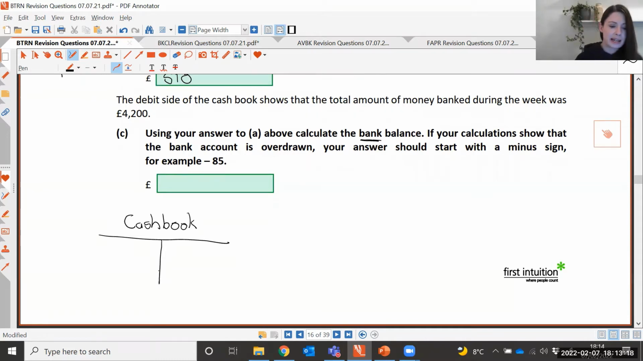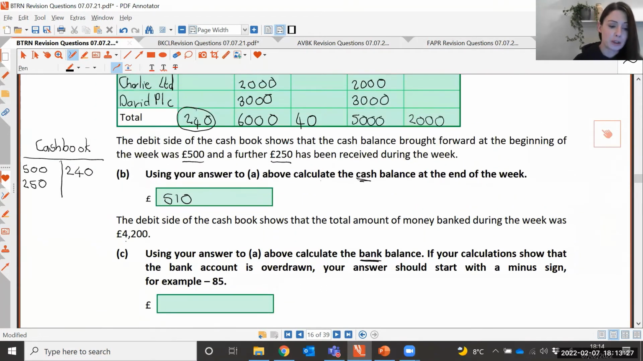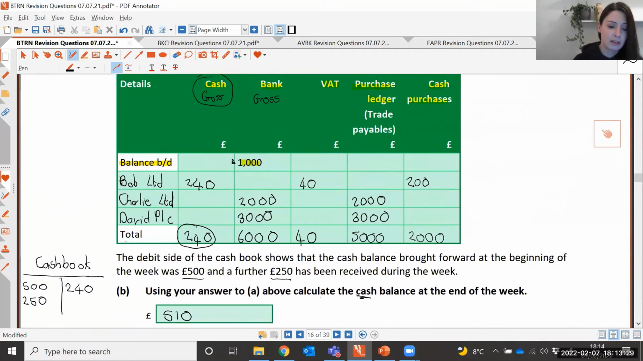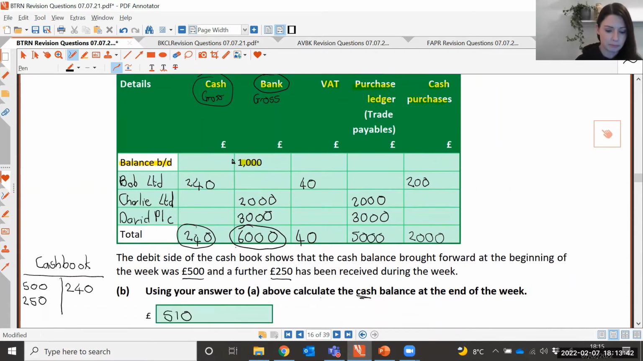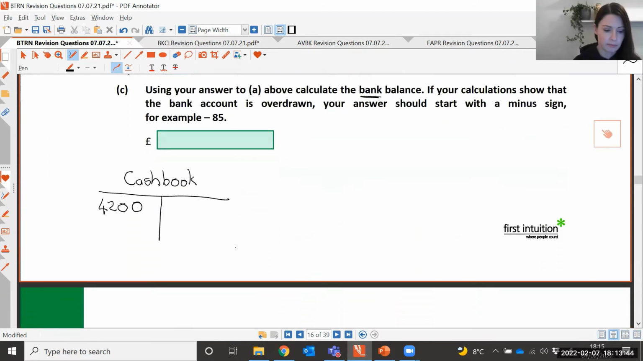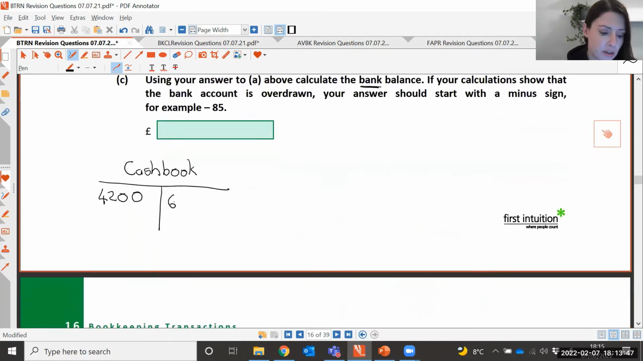Okay, so it says that the debit side of the cash book has an amount of £4,200 at the beginning of the week. And then if we scroll back up to our cash book, remember this is the credit side, we'd look at the bank column total, which is £6,000. So it shows that we had £6,000 going out of the business bank account. So that would be entered onto the credit side of the account.